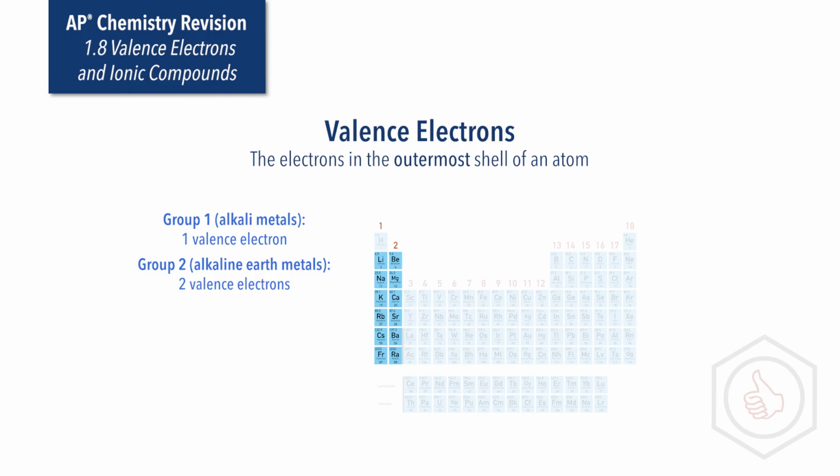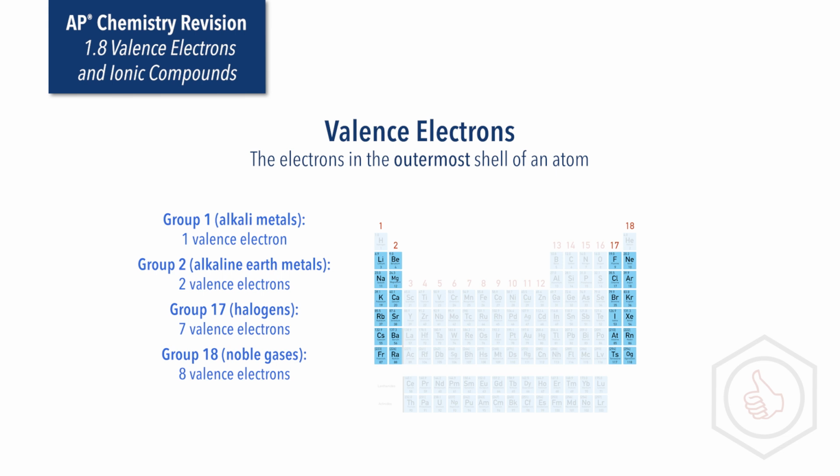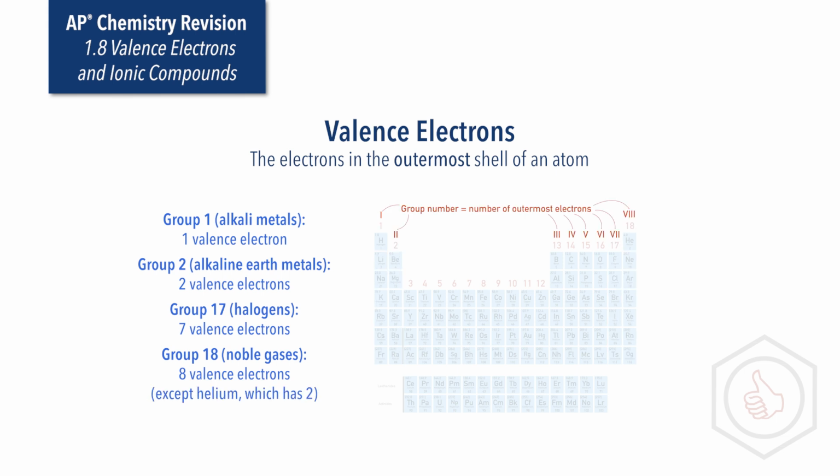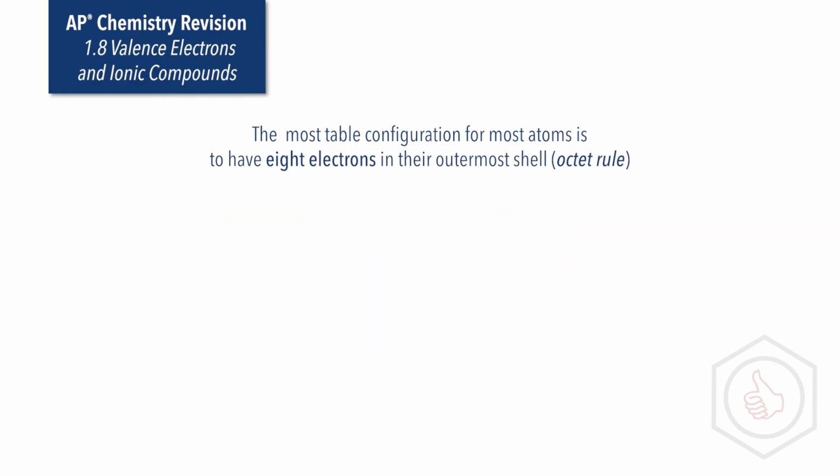For example, Group 17 elements, the halogens, have 7 valence electrons, and Group 18 elements, the noble gases, have 8 valence electrons, apart from helium, which has only 2. The most stable electron configuration for most atoms is to have 8 electrons in its outermost shell. This is referred to as the octet rule. But there are many exceptions to this, especially transition metals.